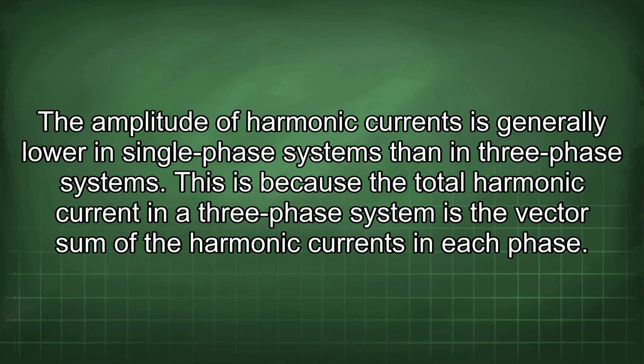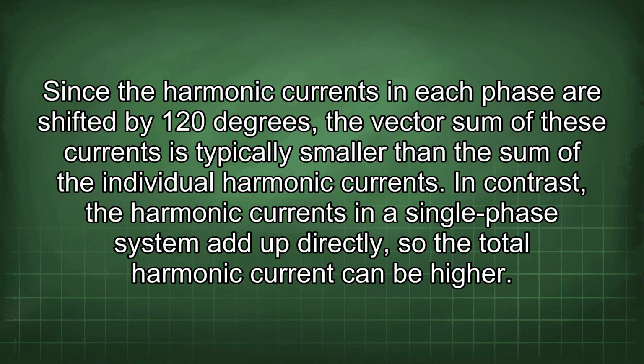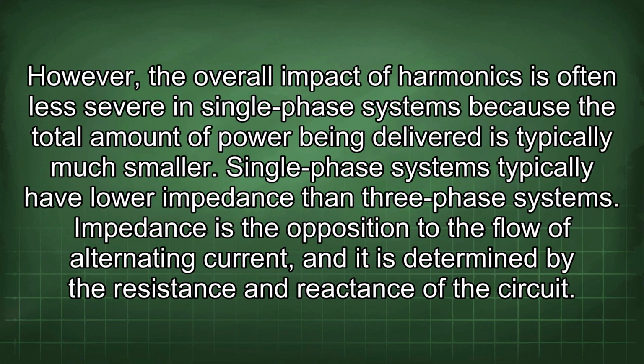The amplitude of harmonic currents is generally lower in single-phase systems than in three-phase systems. This is because the total harmonic current in a three-phase system is the vector sum of the harmonic currents in each phase. Since the harmonic currents in each phase are shifted by 120 degrees, the vector sum of these currents is typically smaller than the sum of the individual harmonic currents. In contrast, the harmonic currents in a single-phase system add up directly, so the total harmonic current can be higher. However, the overall impact of harmonics is often less severe in single-phase systems because the total amount of power being delivered is typically much smaller.